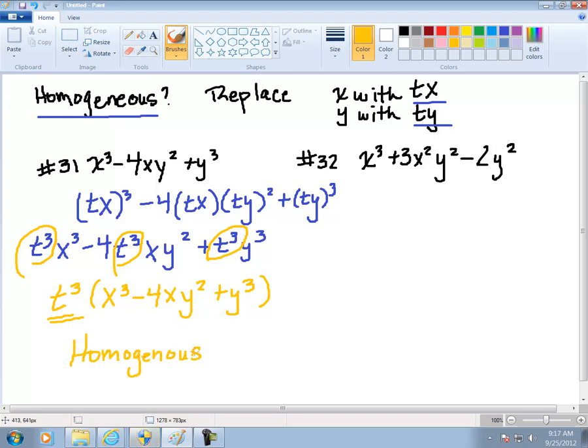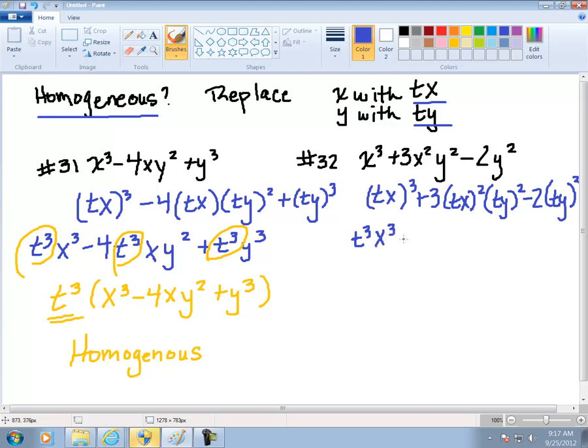Let's do an example where it's not, and you'll see the difference. Over here, I'm going to start the same way. Replace my x with tx, so that's tx cubed. Over here, tx squared. My y goes to ty, so that's ty squared, and this y goes to ty squared. Expanding this out, I would have t cubed x cubed plus 3. Now this is t squared and a t squared, so that's going to be t to the 4th, x squared y squared, and here I'm going to have minus 2 t squared y squared.